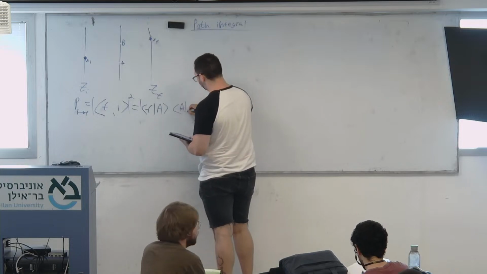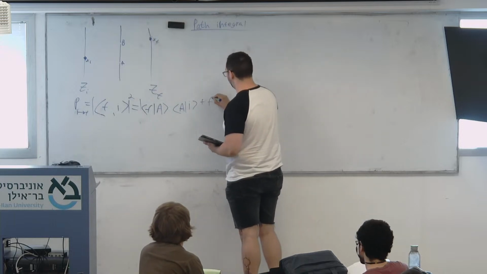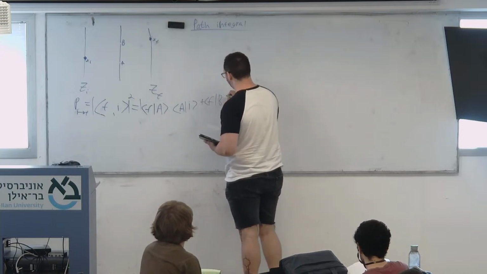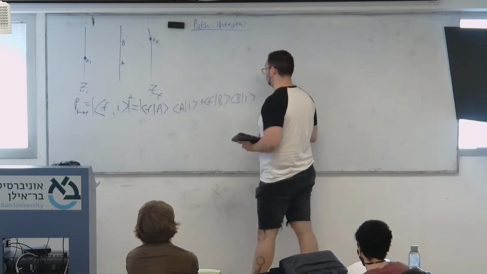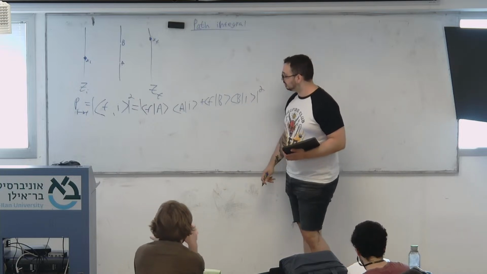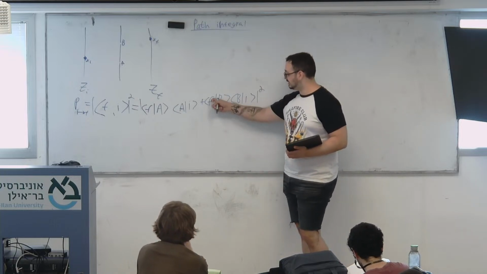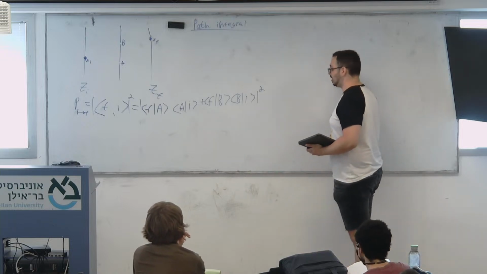A plus F B. Sorry, it's F or T? It's F. The curve is in the top. Yeah, the curve is in the top. All right.